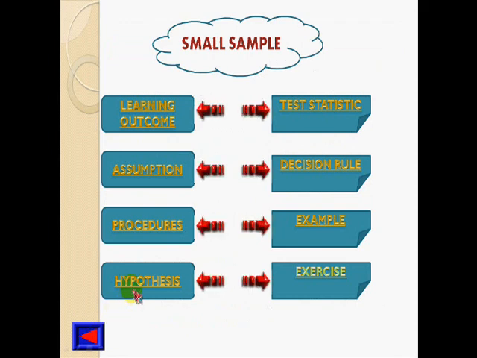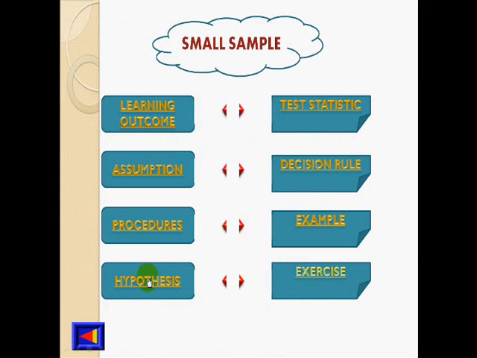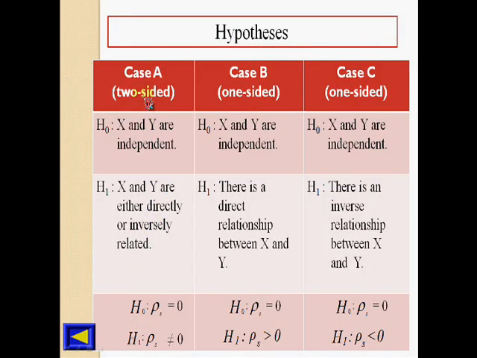Okay, let's move to the hypotheses of the small sample Spearman rank correlation coefficient. For case A, two-sided, H0: x and y are independent; H1: x and y are either directly or inversely related. For case B, one-sided, H0: x and y are independent, which is rho equal to 0. For H1, there is a direct relationship between x and y, which is rho greater than 0. For case C, H0: x and y are independent, which is rho s equal to 0, and H1: there is an inverse relationship between x and y, which is rho less than 0.